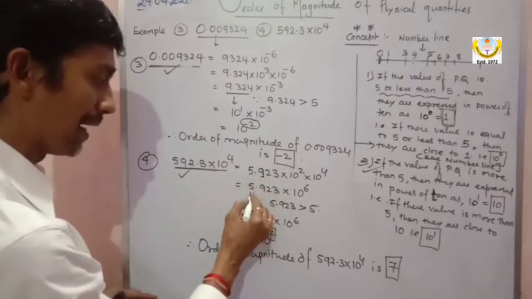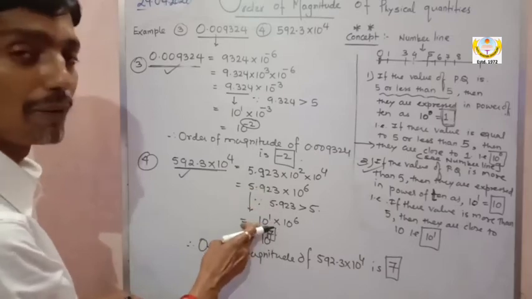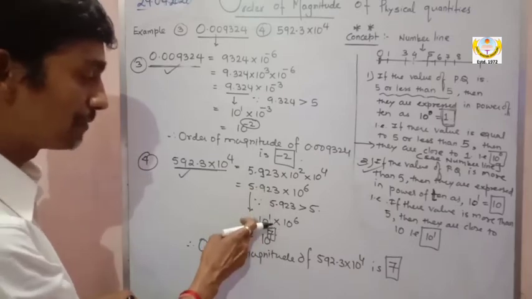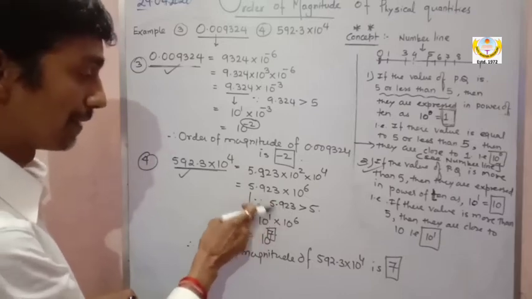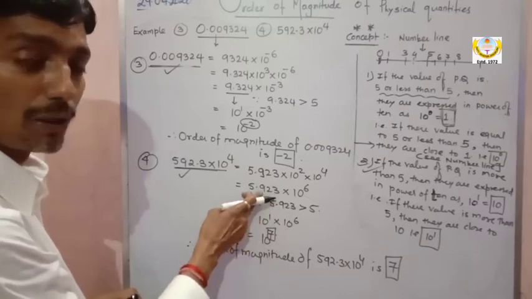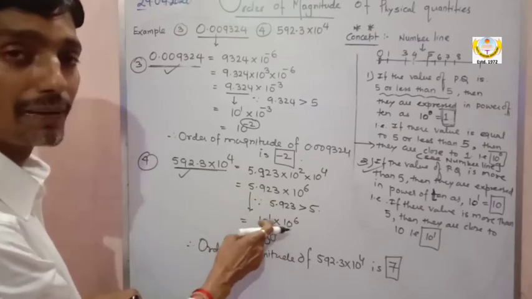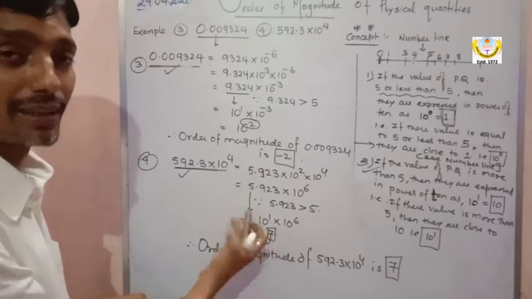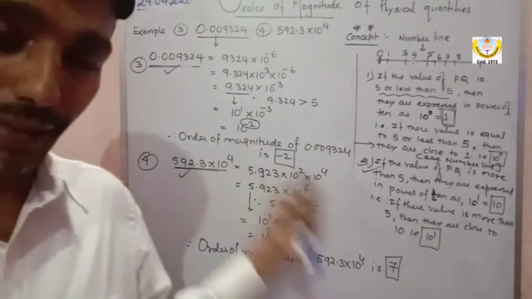As soon as I got 5 point, I understand it is greater than 5. So I will write it as 10 power 1. I will round it off and write it as 10 power 1. Am I clear? Because it is more than 5. If it is less than or equal to 5, I would have written 10 power 0. At that time it is 10 power 0 into 10 power 6. The answer will be 6. Okay. So I'll show you more examples. Write it down.